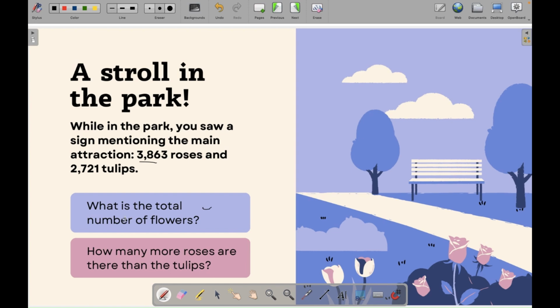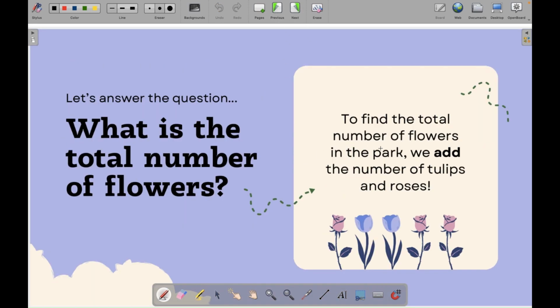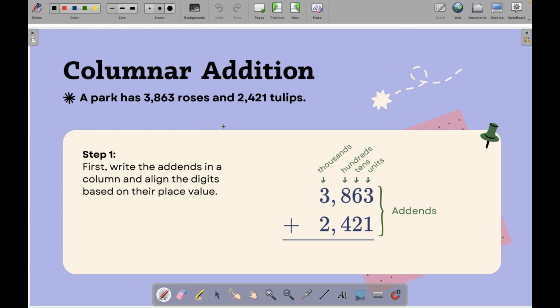So the first part asks for the total number of flowers. We know that to find the total number of anything, we just have to add. Flowers comprise roses and tulips, so we find the total by taking the sum of the two numbers. So to find the total number of flowers in the park, we add the number of tulips and roses. And how do we add it? We apply the concept of columnar addition.